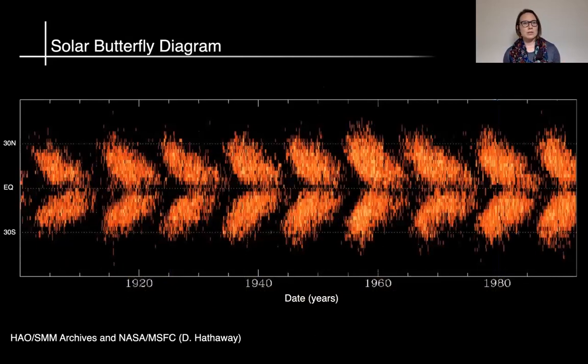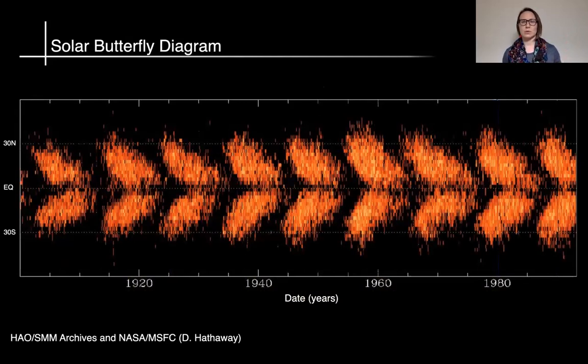So our spots, you might have guessed, will be modulated by the magnetic activity cycle, as will all of our stellar variability. What I'm showing you here is the classic solar butterfly diagram. So you have latitude on the y-axis and the date in years on the x-axis.